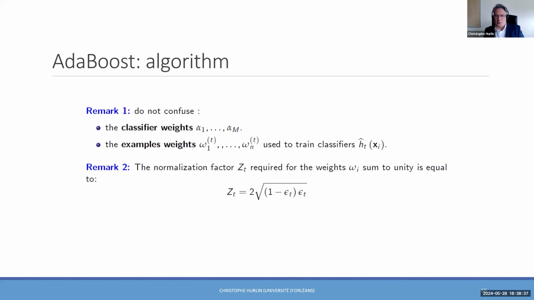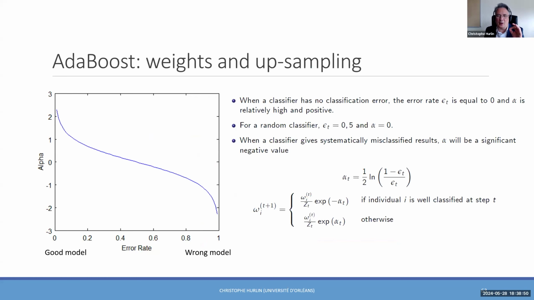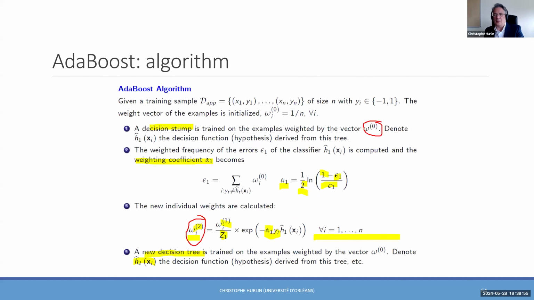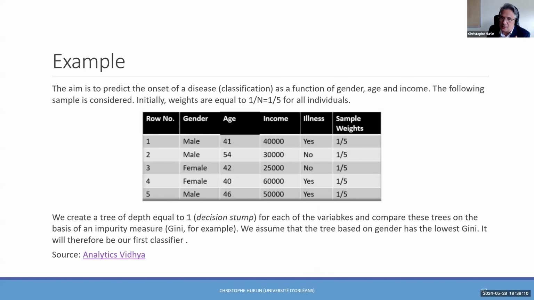Okay, so we have a classifier weight. Do not confuse alpha 1, alpha m. What we call the alpha parameters are called the weighting coefficients. And you have also the example weights, omega 1, omega 10. This is the formula for the normalization factor: 2 square root of epsilon t times 1 minus epsilon t. So let me illustrate the boosting with AdaBoost with a simple example.